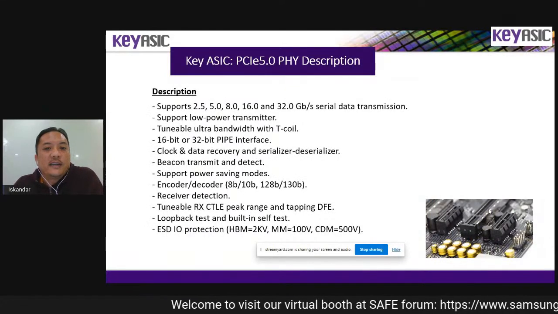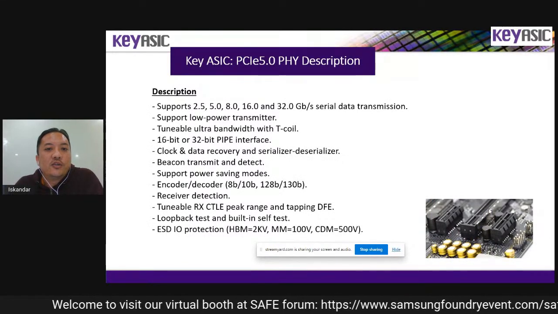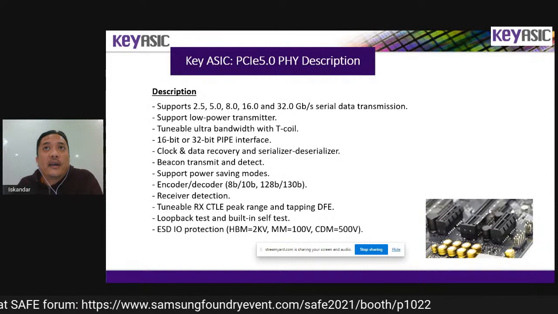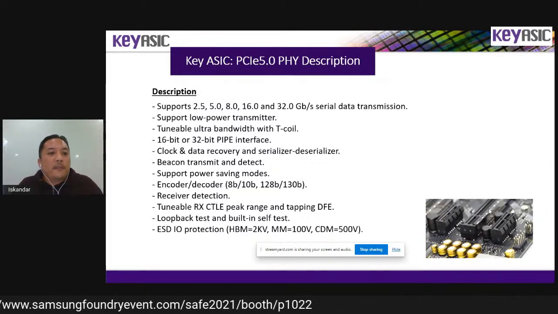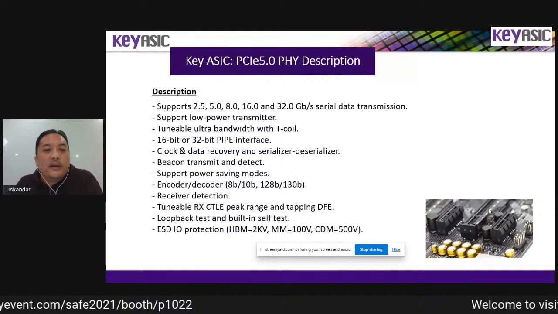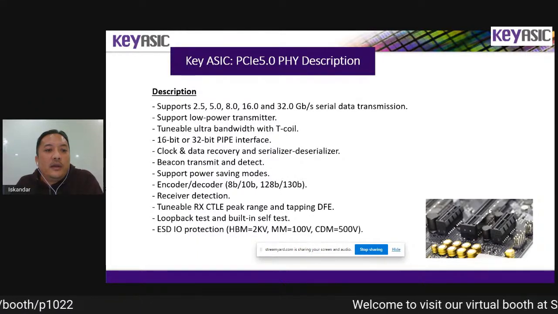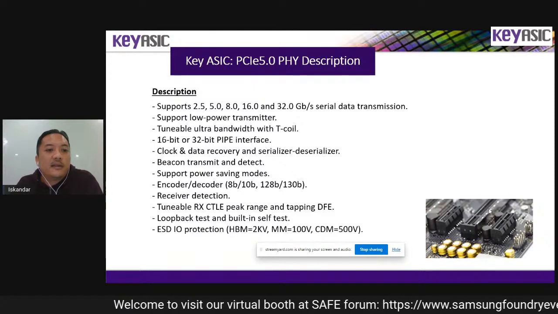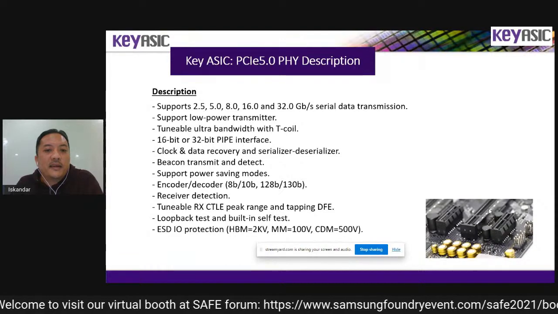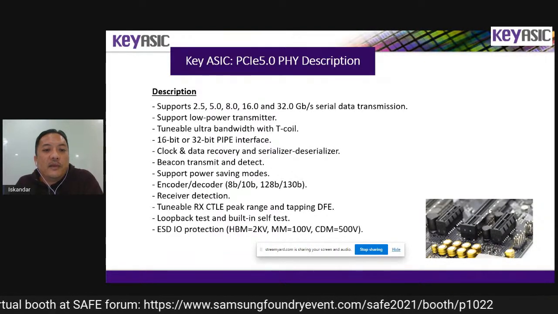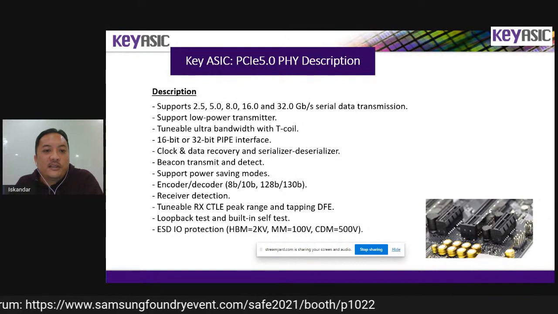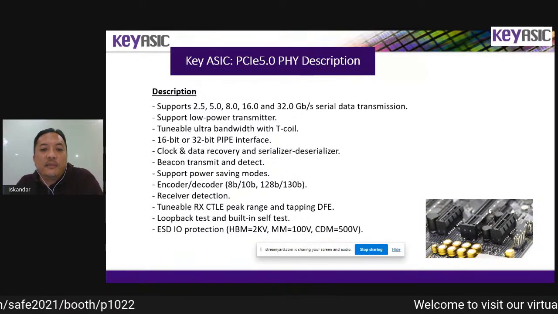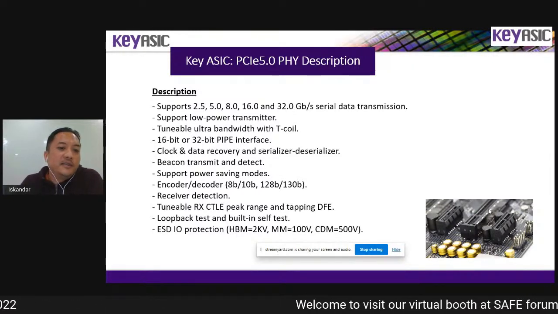So let's go through the first agenda, which is the PCIe 5.0 PHY description. The KeyASIC PCIe 5.0 supports backward compatibility with earlier PCIe generations. That means we also need to support PCIe 1, which is 2.5 gigabit per second, PCIe 2 at 5.0 gigabit per second, PCIe 3 at 8 gigabit per second, PCIe 4 at 16.0 gigabit per second, and of course PCIe 5 at 32 gigabit per second serial data transmission.